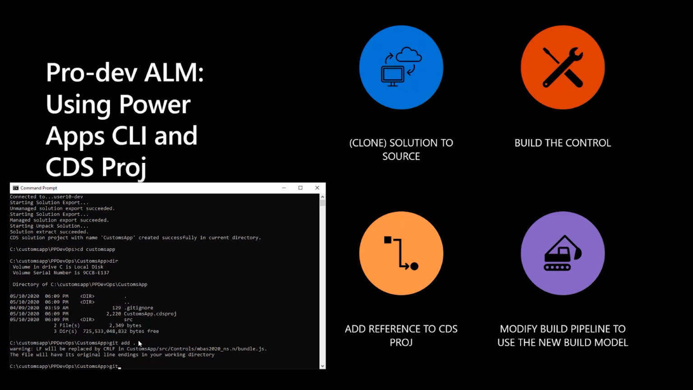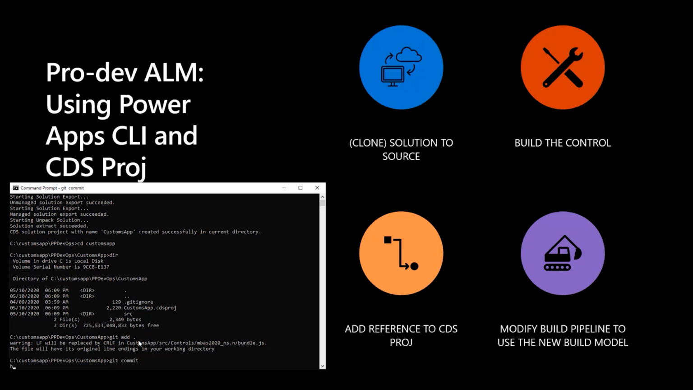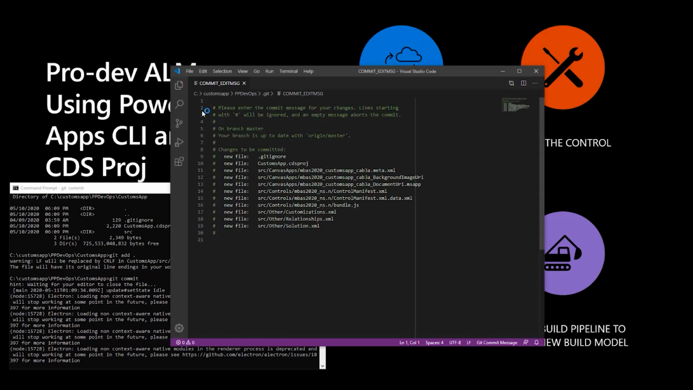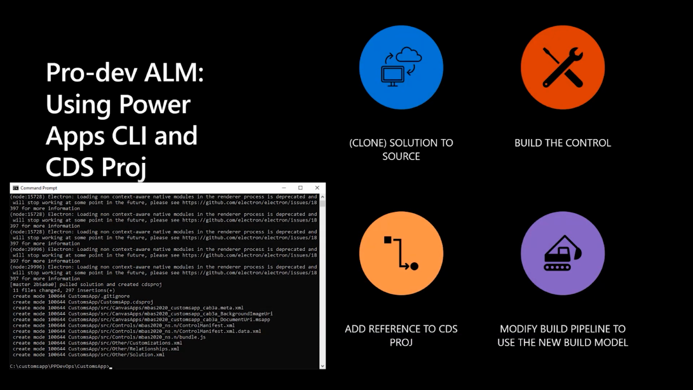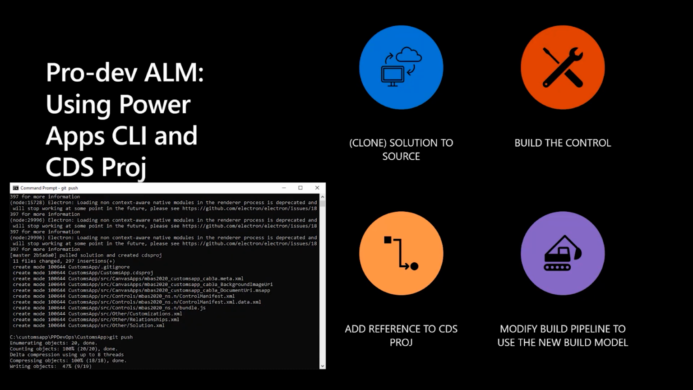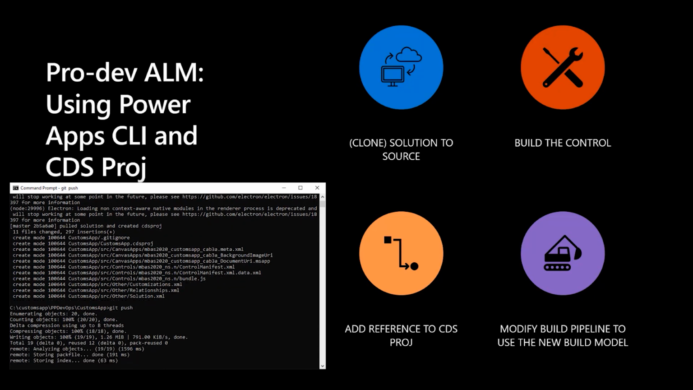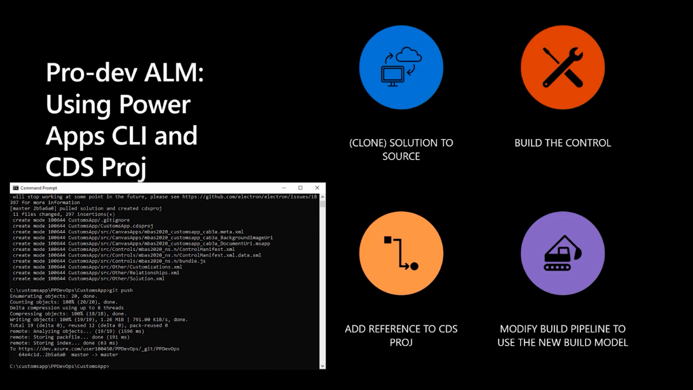And we say pulled solution created CDS Proj, Control S4, and we're going to do a git push into that here. Now that's done. Now we can go and start creating a directory for the PCF controller.